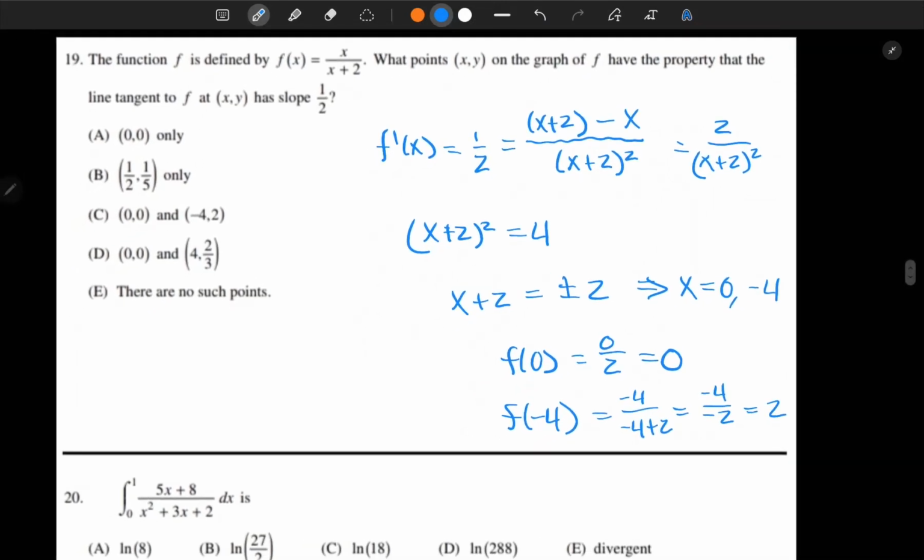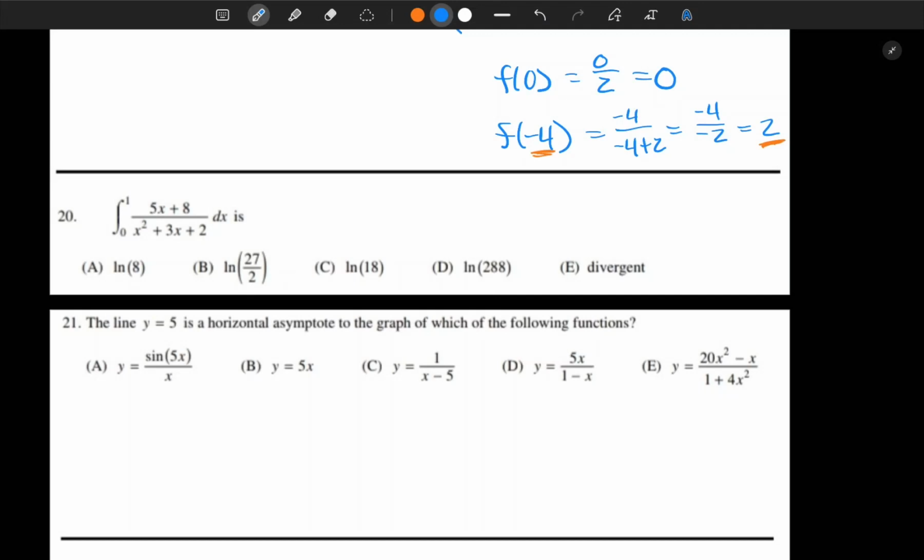So, we actually have 2 points at which the slope has value of 1/2. Firstly, at 0, 0. Then, at negative 4, 2. Because this f value gives us the y value on the graph. So the answer is 0, 0, and negative 4, 2. So the answer is C.